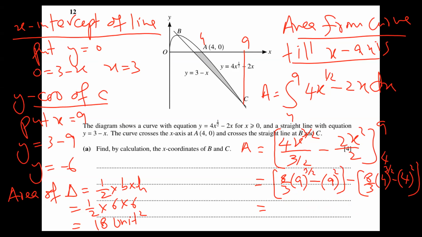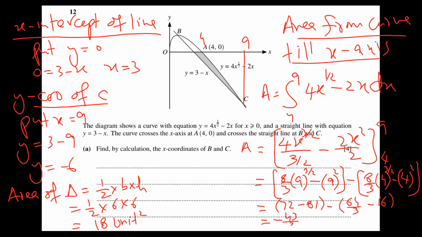Let's see what answer comes in the first part. 8 divided by 3 into 9 to the power 3 divided by 2 gives you 72. Done. Minus 81, subtraction, done. Then here, 8 divided by 3 into 4 to the power 3 divided by 2 comes to 64/3, and minus this 16. Let me simplify the whole thing. What answer is coming? 64 divided by 3 plus 16 gives us negative 43 by 3.